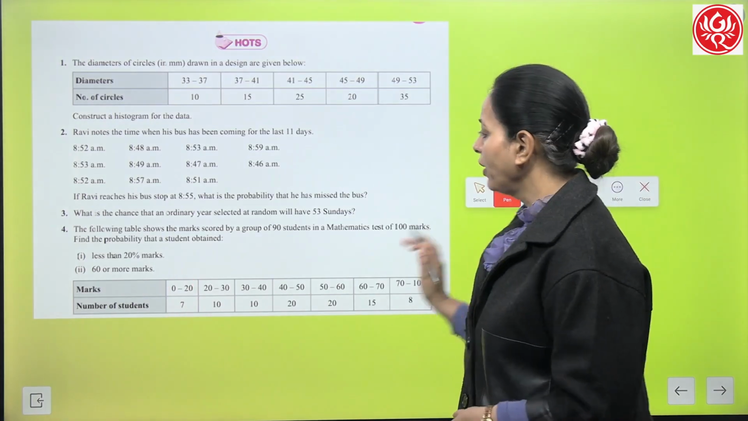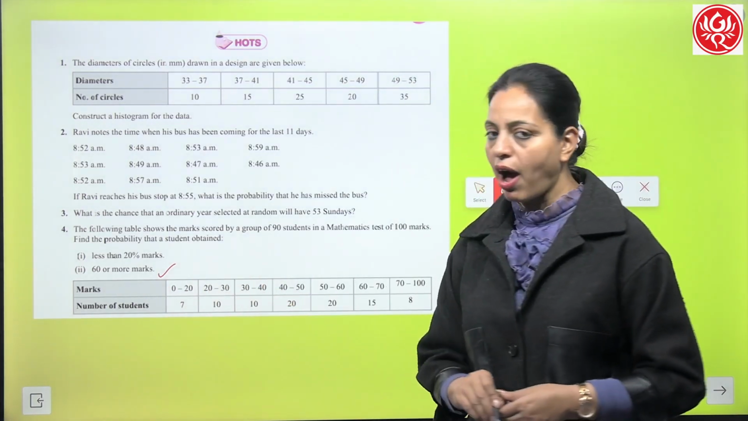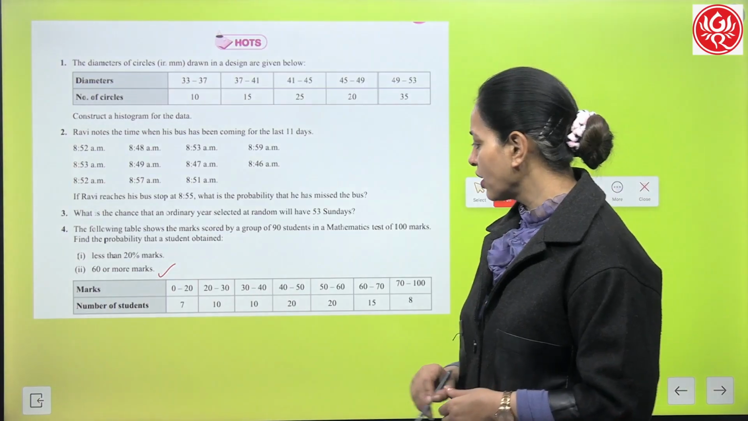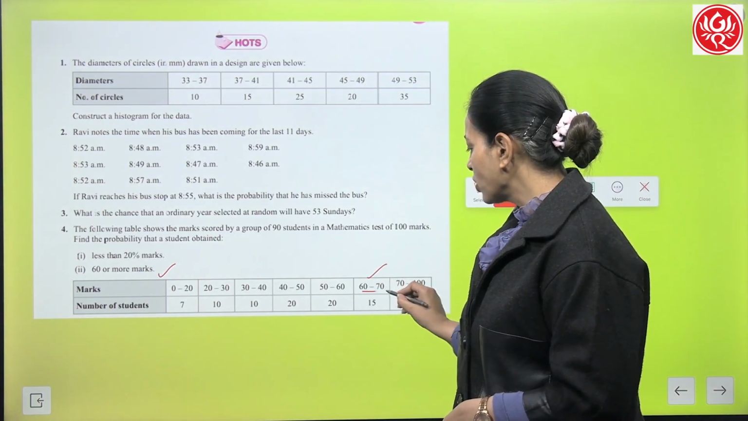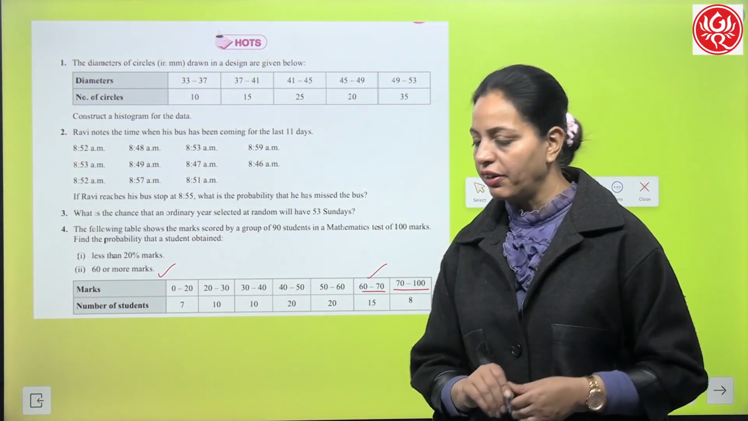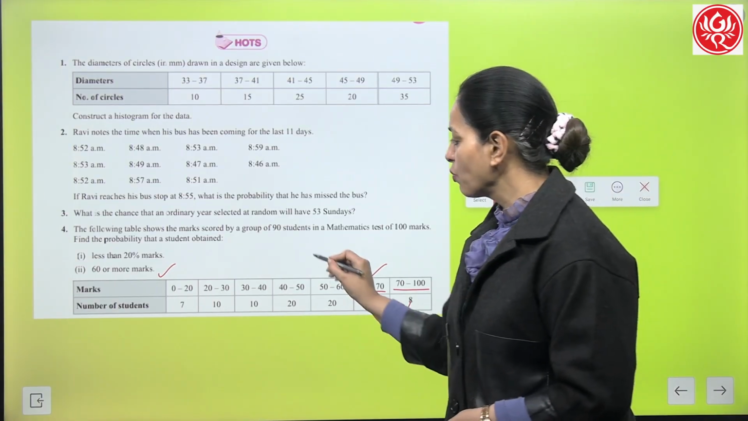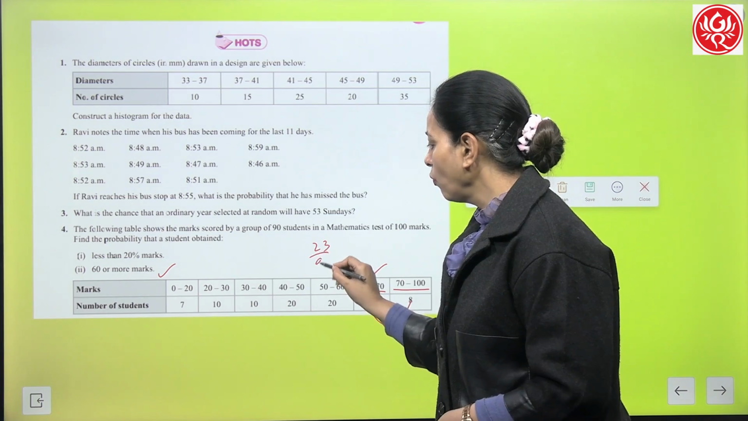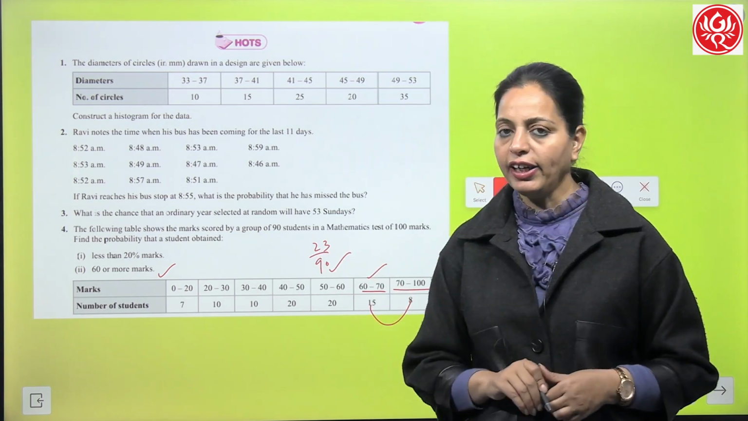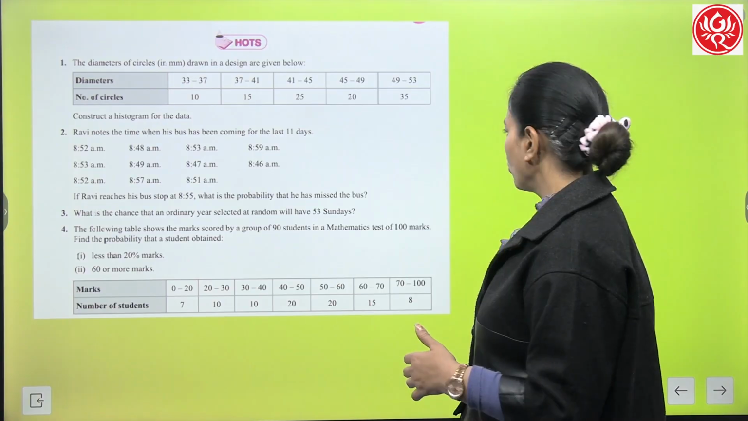The second one, 60 or more marks. So 60 or more marks, which class intervals? 60 to 70, 70 to 100. So 15 plus 8, that is 23 out of 90. I hope this is clear to you.